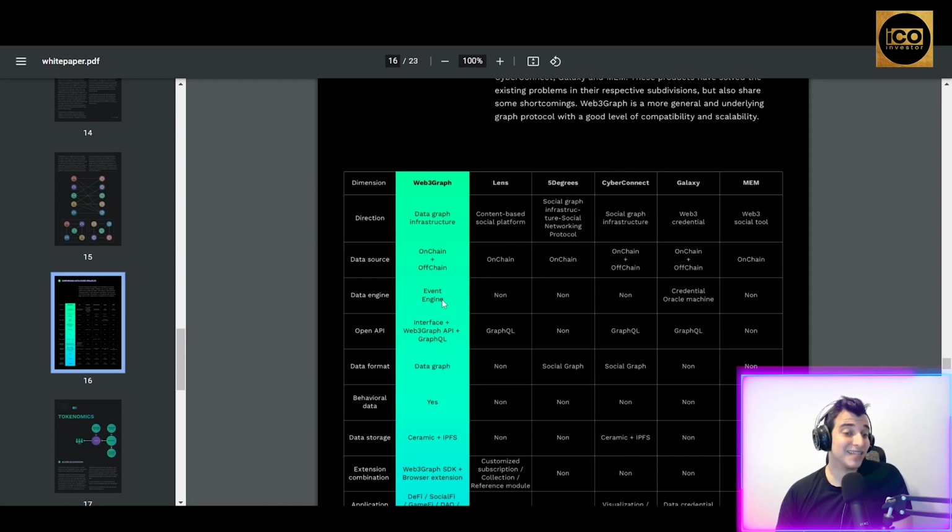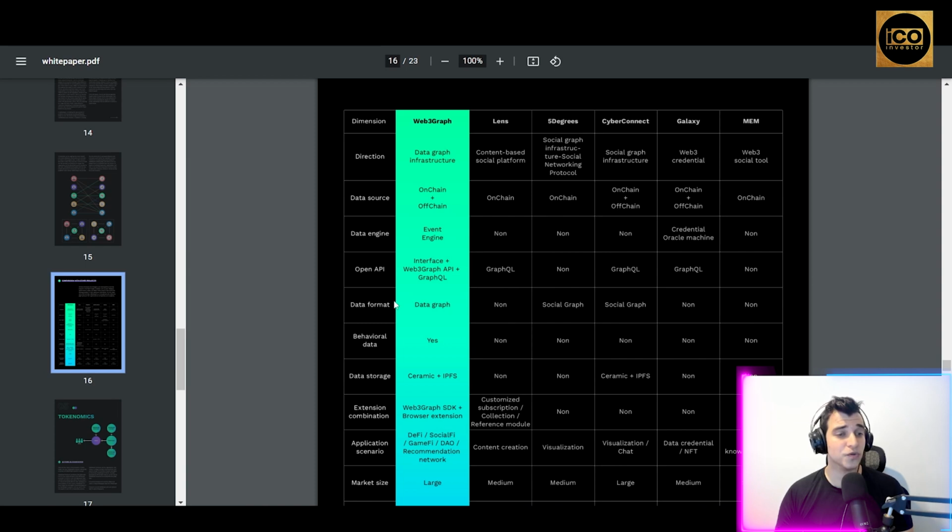But like the event engine, for example, in Web3 Graph, the data engine is an event engine, versus others that don't have one at all. And there is also the data format. The data format of Web3 Graph is a data graph. In others it is a social graph or none, which means that if it's only focused on the social graph, there is a lot of data that you can see less clearly than you would be able to see in a data graph.